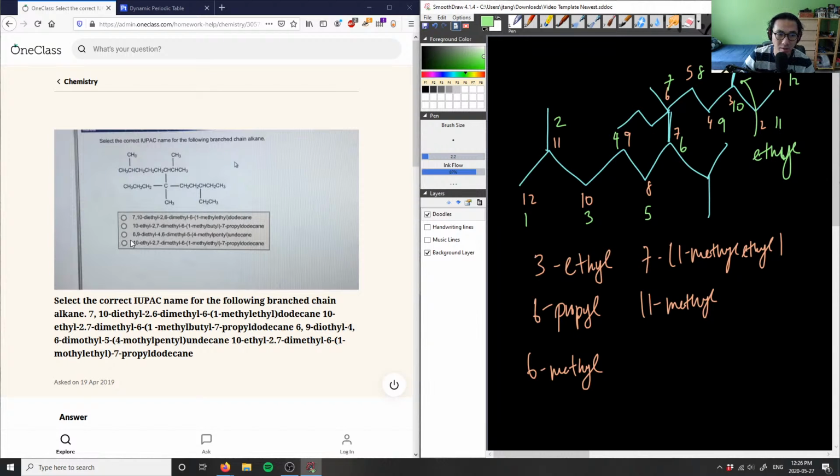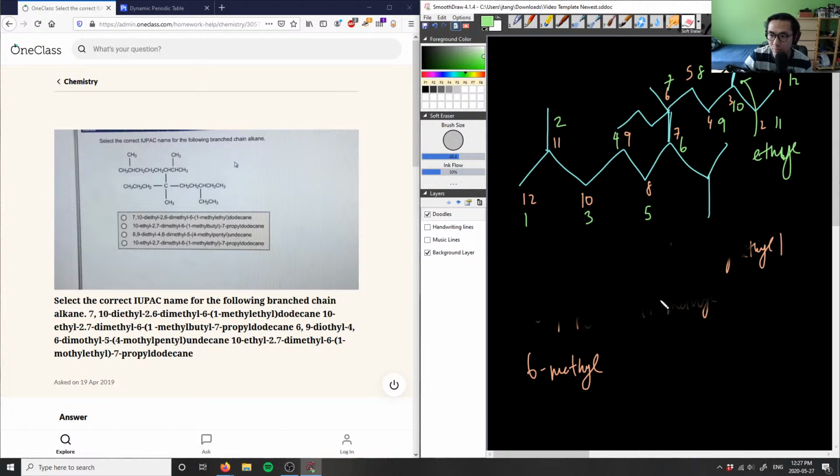And in this case, if I'm looking at the answers here, I have a 10 ethyl here, which is good. And I have a 2,7 dimethyl here, which is good as well. And this is 6 1-methyl ethyl, which is this guy here. 7 propyl, which is this 7 propyl here, and this dodecane. So in this answer here, I would go from left to right so that it fits this answer. So let me erase these here, and we're going to go through with the green numbering system here.